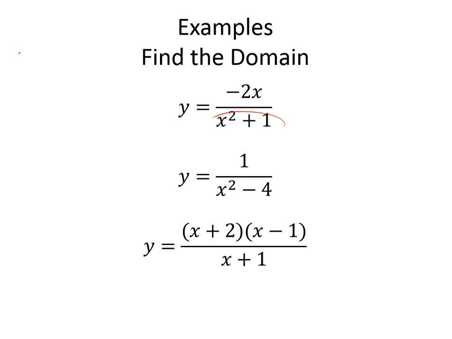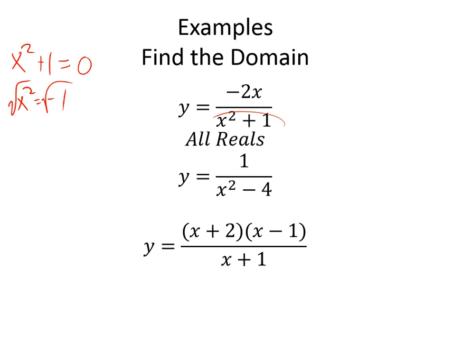So x squared plus 1, we're going to set it equal to 0, and then solve for x. So we get x squared is equal to negative 1. Well, when we take the square root, we can't take the square root of a negative 1. It's i. Since that's not a real number, all reals would be in our domain, because we have no real number that zeroes out the bottom. This gets us an i, which we don't worry about because that's not real.